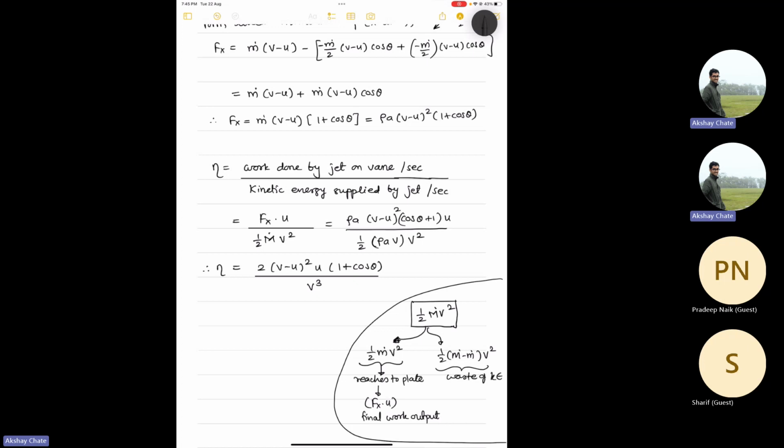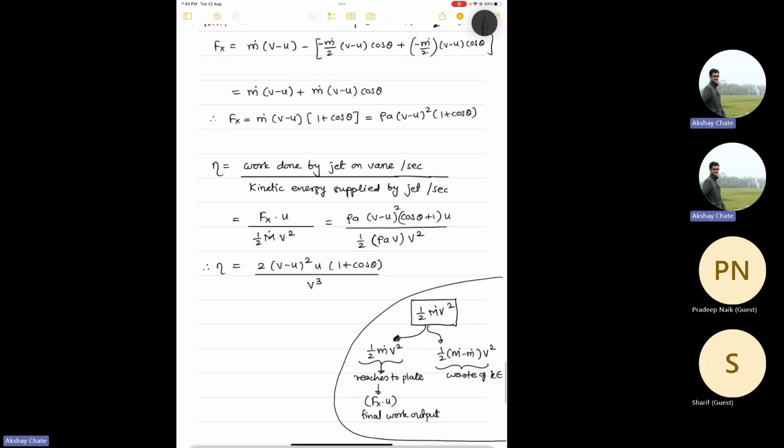The only variable in your hand is small u, which is the speed of the vane. Therefore you need to take the derivative with respect to u and equate it to 0. This is like maths: for any y equal to f of x, if you differentiate f of x and equate it to 0, the x that it gives is the x at which you get the maximum f of x. That is the optima kind of thing.